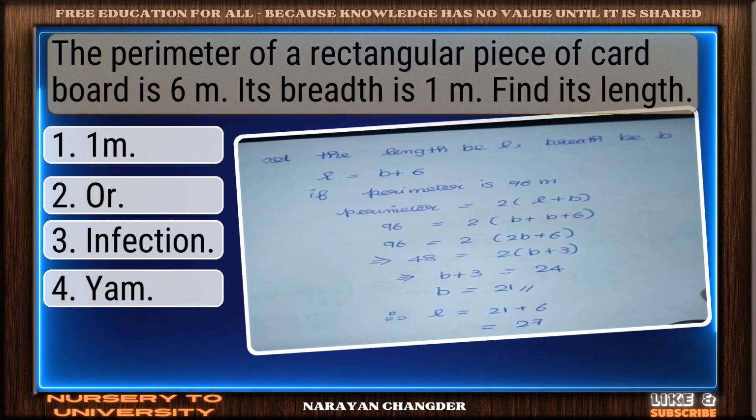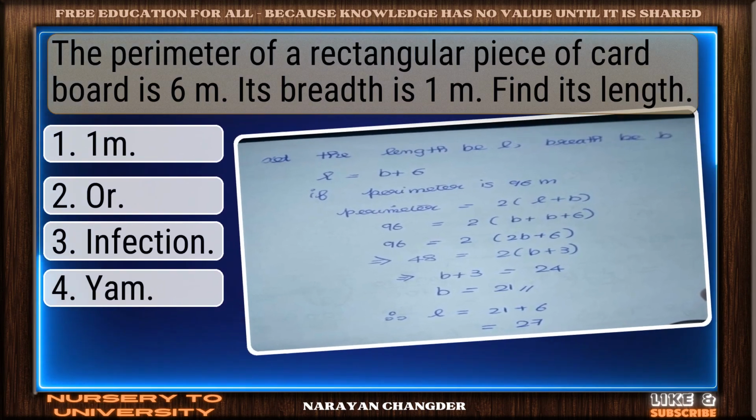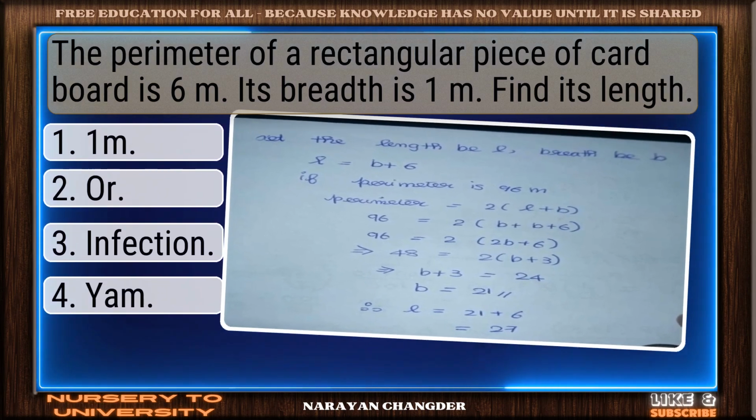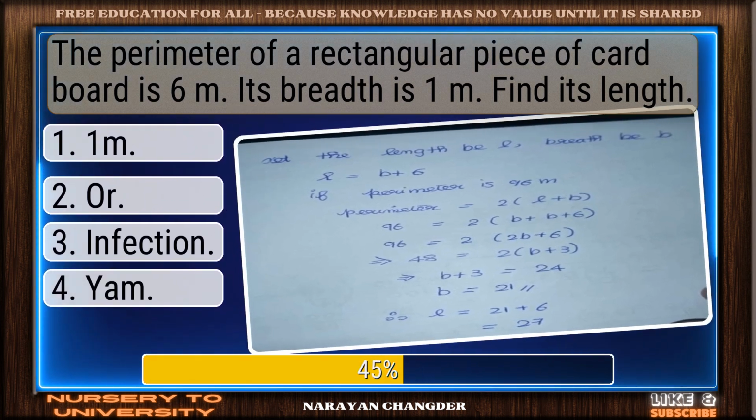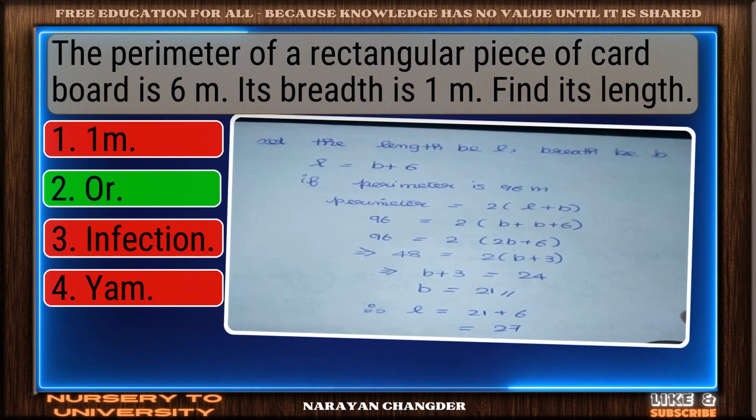The perimeter of a rectangular piece of cardboard is 6 m. Its breadth is 1 m. Find its length. Correct. 2 m is the right answer.